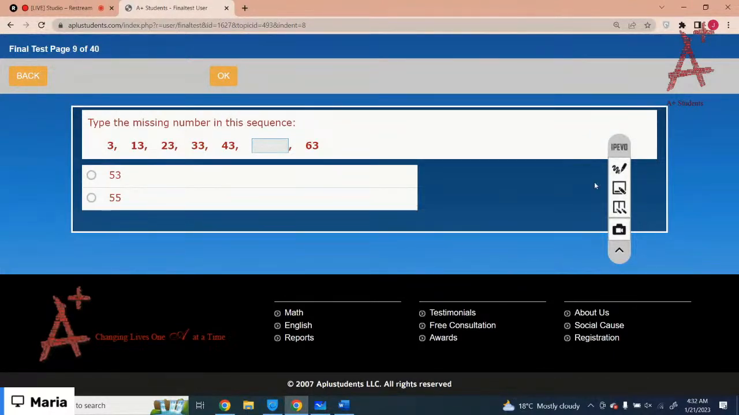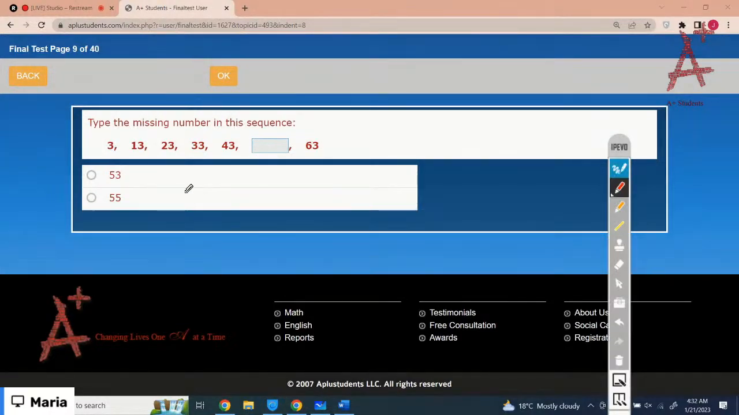Okay, type the missing number in the sequence. 3 plus 10 is 13. 13 plus 10 is 23. 23 plus 10 is 33, and 33 plus 10 is 43. 43 plus 10 is 53. Got it? So the correct option is 53. Just select the correct option, then click on the OK button.